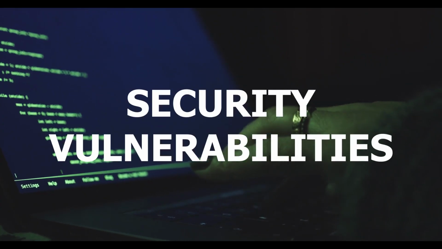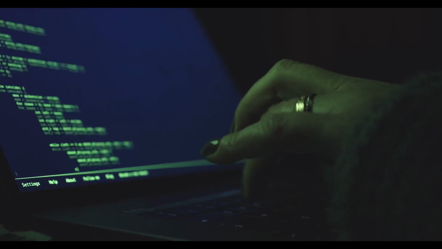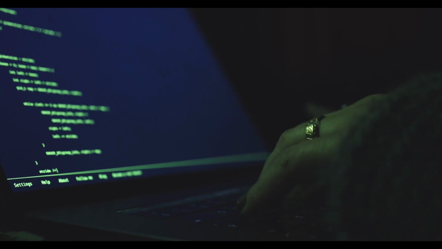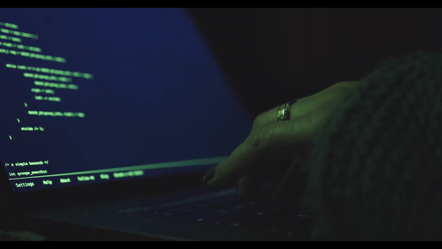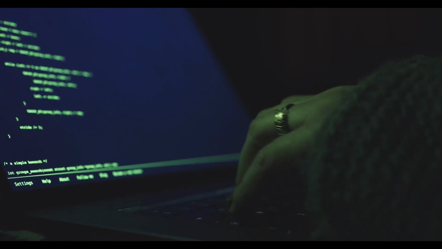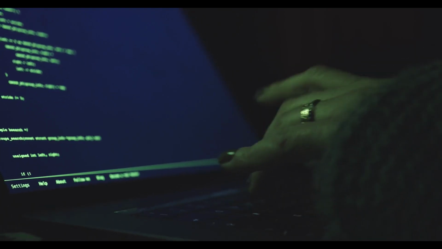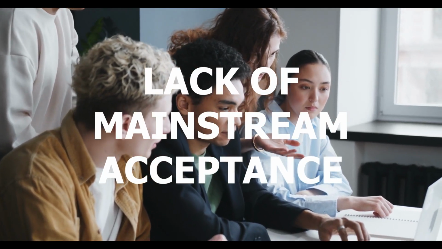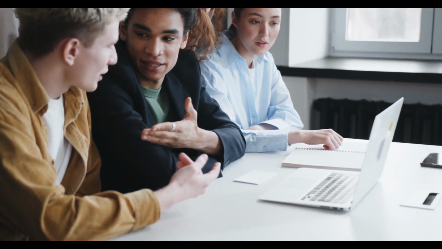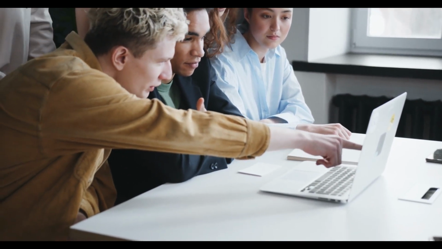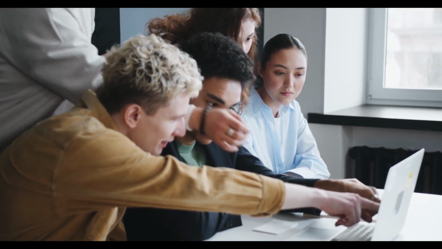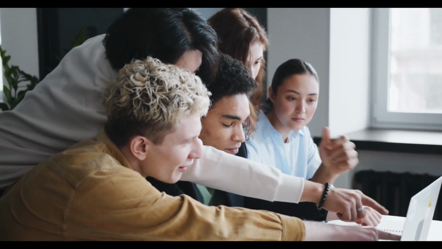5. Security vulnerabilities. Smart contracts and dApps built on Ethereum can contain bugs or security vulnerabilities, and if exploited, that could lead to the loss of funds. Also, smart contracts and dApps being relatively new technology, it could be some time before the security issues are fully understood and addressed. 6. Lack of mainstream acceptance. While Ethereum has been gaining acceptance among developers and early adopters, it has yet to achieve widespread acceptance among the general public and traditional institutions. This could limit its long-term potential.